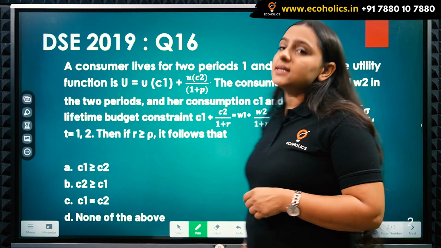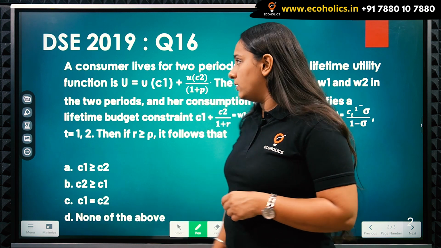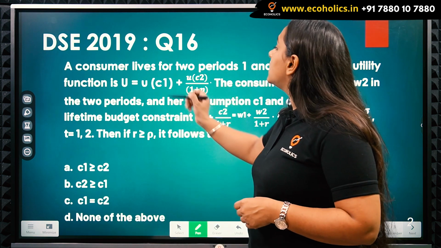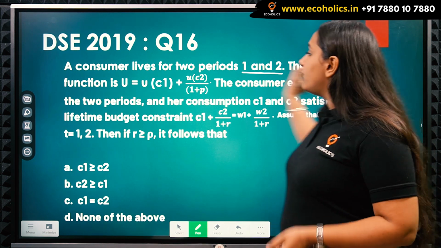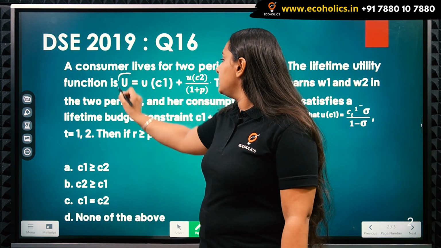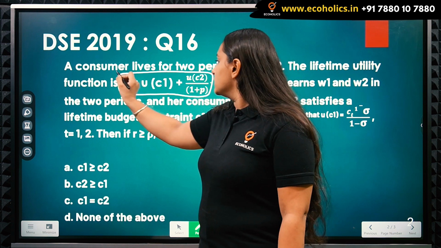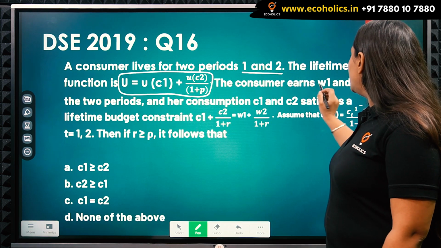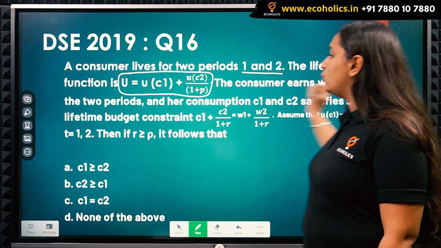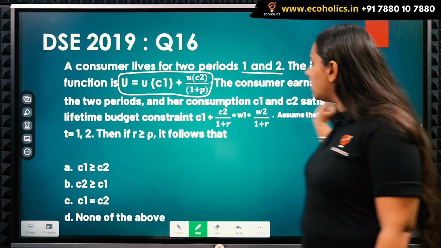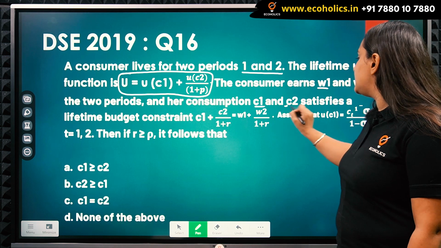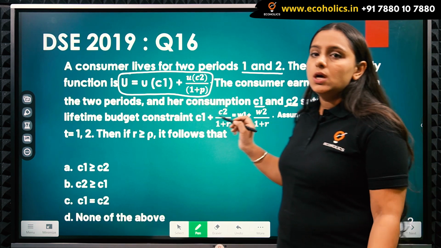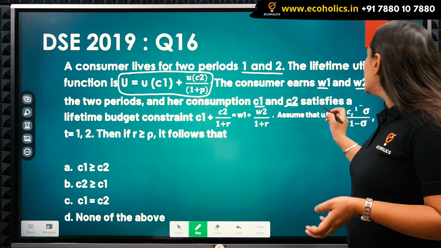It's question number 16 from 2019 paper, which reads that a consumer lives for 2 periods, 1 and 2. The lifetime utility function is given by this function. The consumer earns W1 and W2 in 2 periods. That's the income of the consumer in 2 periods. And her consumption C1 and C2, that's what she consumes in the 2 respective periods.